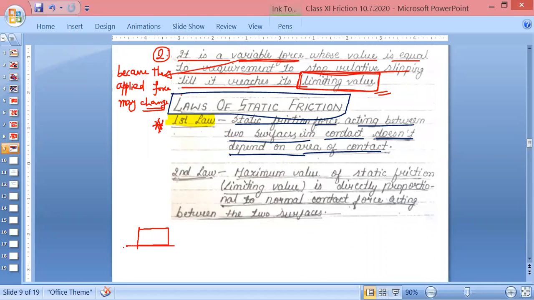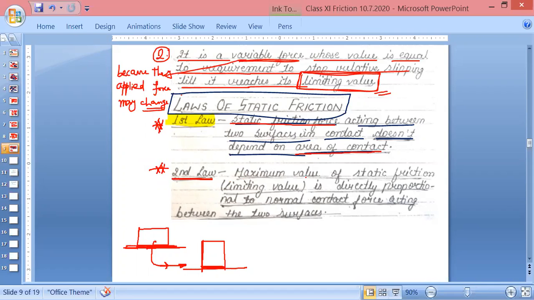Means a block placed like this will have some area. If the same block with the same mass is taken like this, the area of contact is changed here, but there is no change in the static friction force. So it is independent of the area of contact. Very important law.